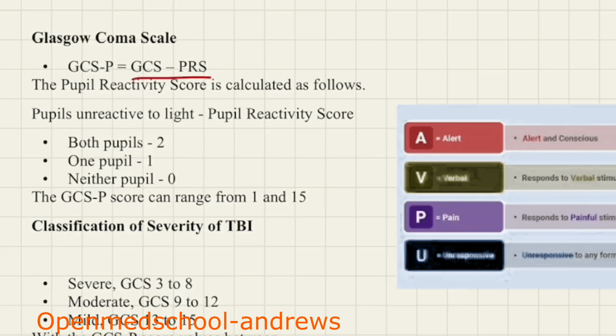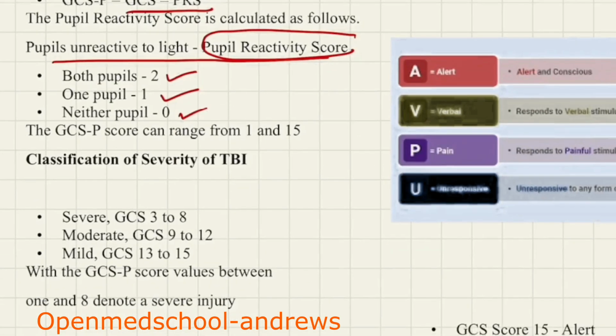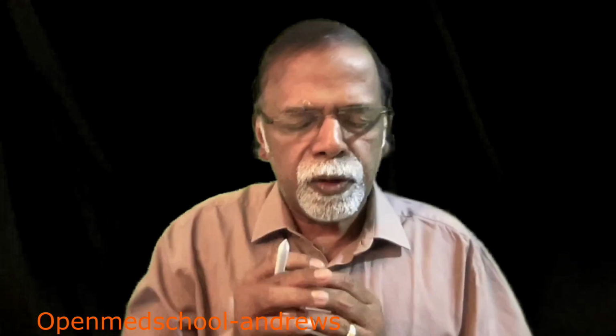Both pupils unreactive to light, one pupil unreactive is 1, and neither pupil unreactive is 0. This is the pupillary reactivity score. Depending on the score, the classification of head injury, mainly for traumatic brain injury: severe head injury is GCS 3 to 8, moderate is 9 to 12, and mild is 13 to 15. And as mentioned, the GCS P score will be 1 to 15.